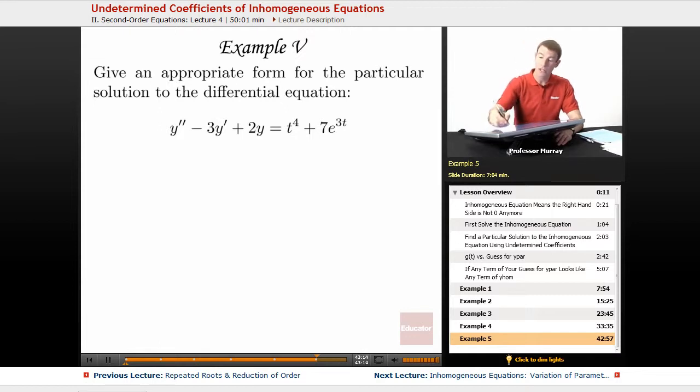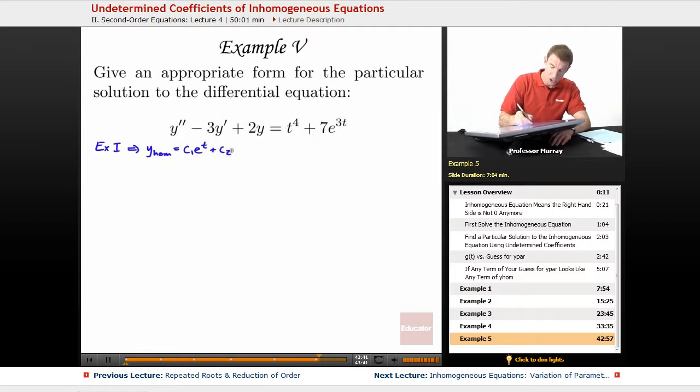Now remember, on all these equations you have to start by solving the corresponding homogeneous differential equation. In this case, we solved the homogeneous equation back in example 1. You can check back there if you don't remember how we solved that, but it was using the characteristic equation. We figured out that the homogeneous solution was c1 e to the t plus c2 e to the 2t. So that was the homogeneous equation.